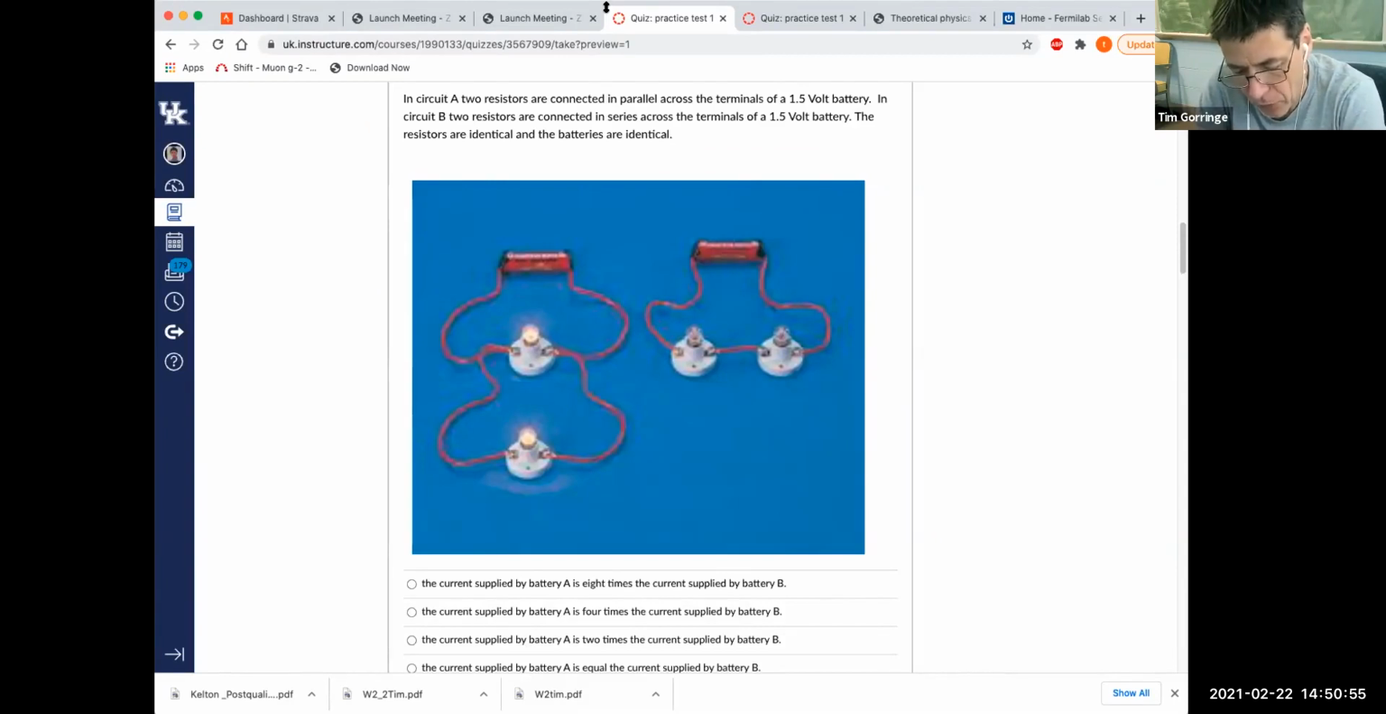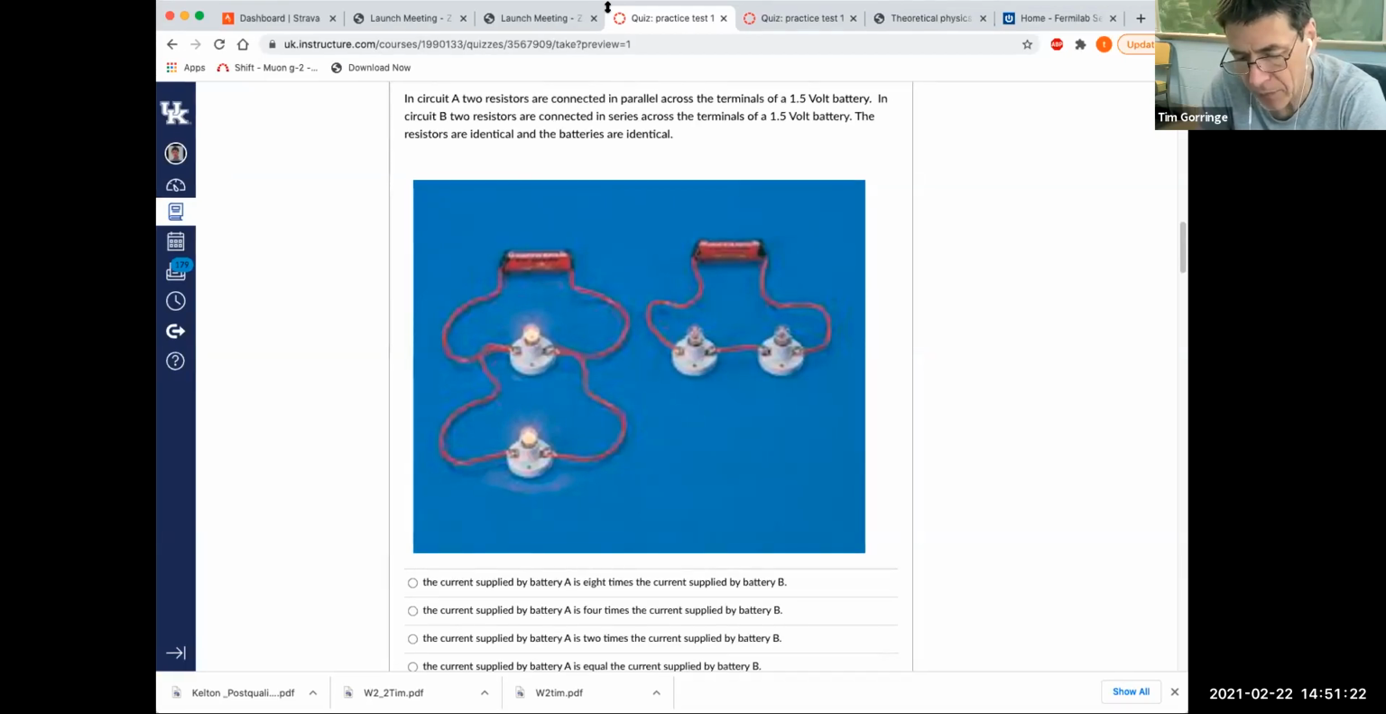Okay, question number 4 on the exam. In this question, we're asked to compare two circuits. We've got circuit A, that's on the left, and it's got two light bulbs in parallel connected to a 1.5 volt battery. And circuit B, that's the one on the right, it's got two light bulbs in series, and that's connected to the terminals of a 1.5 volt battery. And we're told that the two batteries are the same and the 4 light bulbs are the same.